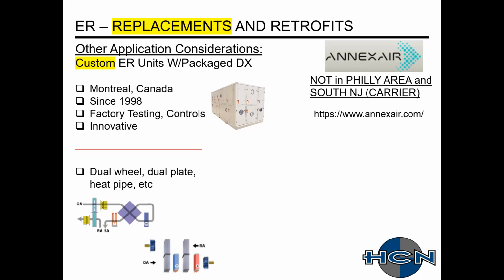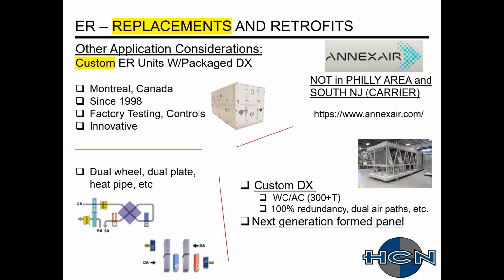And then Annex Air once again specializes in custom units where you can have dual wheels or dual plates, or a mixture of both. And then custom DX, where they have water cooled and air cooled up to 300 tons. And then we've done a lot of projects where they have units with 100% redundancy, where they have 2 dual air passes on 1 unit, 2 redundancy built into 1 airstream with 2 refrigeration circuits, 2 gas heaters, et cetera, like that.